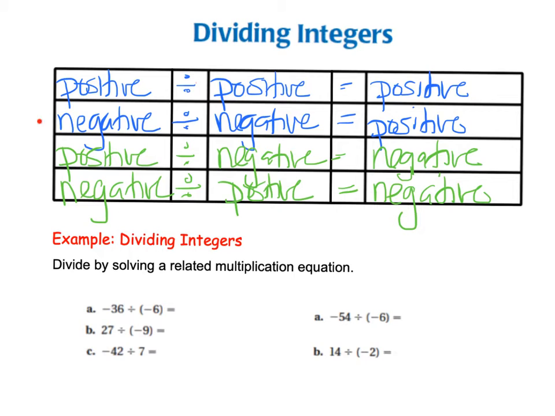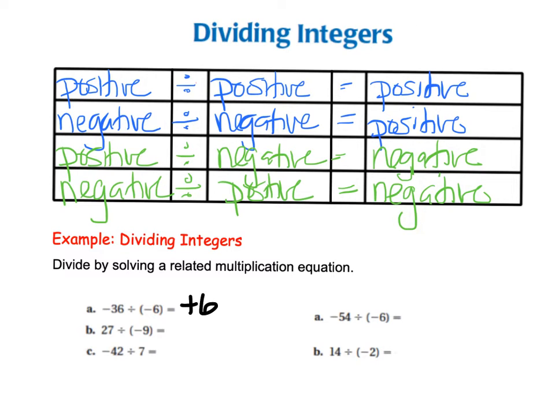Again, when your signs are the same, your answer is positive. And when your signs are different, your answer is going to be negative. So doing some examples down here at the bottom, I have two negatives that are being divided. I already know my answer will be positive. 36 divided by 6 is a 6.